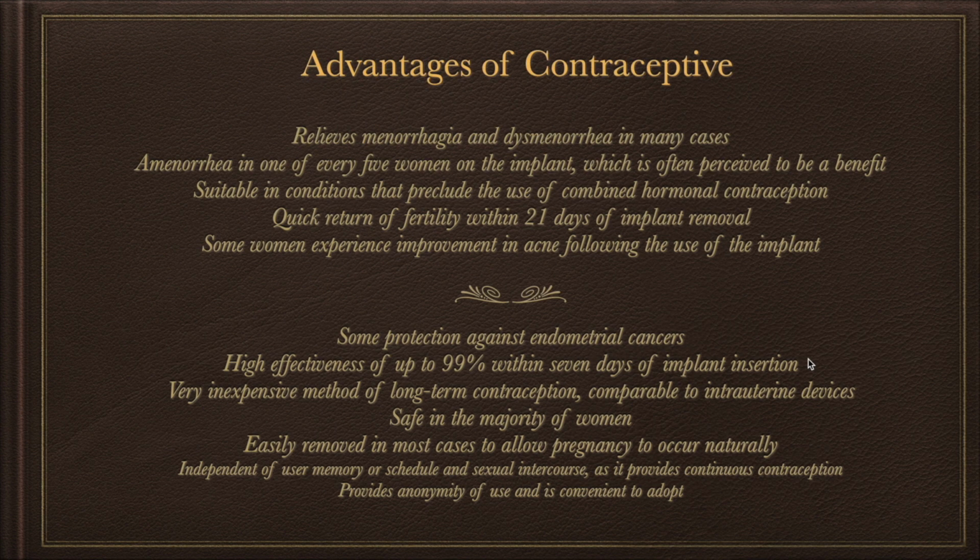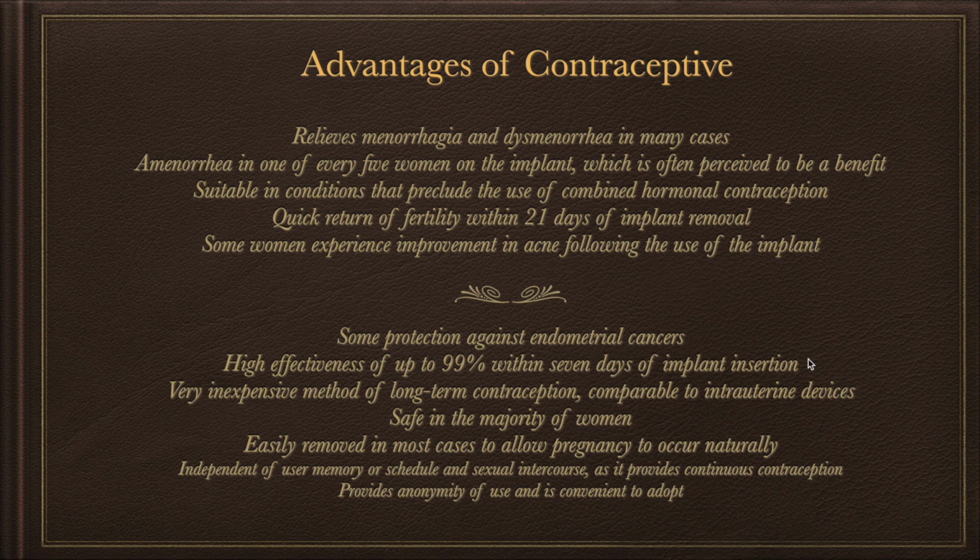Advantages of the contraceptive implant. Relieves menorrhagia and dysmenorrhea in many cases. Amenorrhea occurs in one of every 5 women on the implant, which is often perceived to be a benefit, and it is suitable in conditions that preclude the use of combined hormonal contraception. Quick return of fertility within 21 days of implant removal. Some women experience improvement in acne following the use of the implant. Some protection against endometrial cancers.